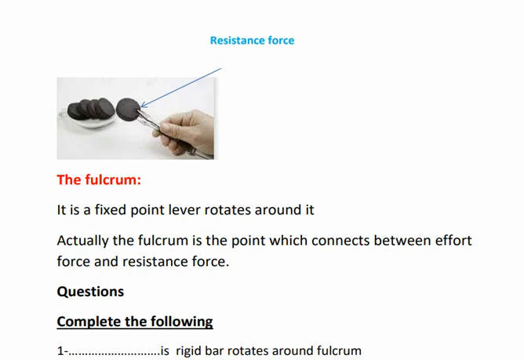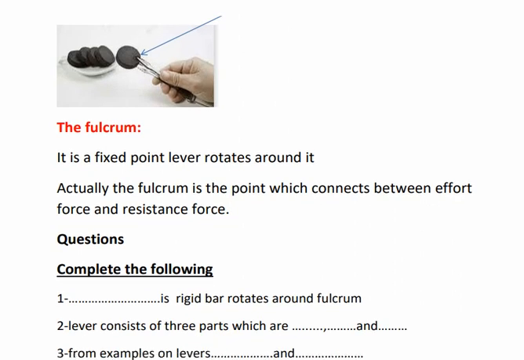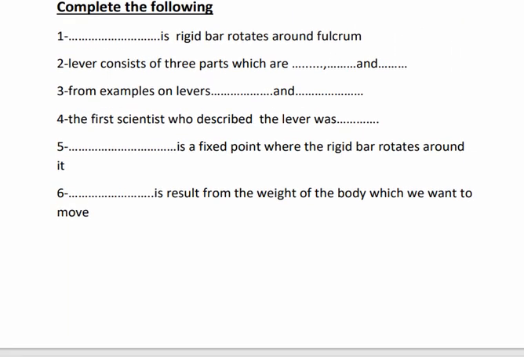And now, let's answer some questions together. Complete the following. Space is a rigid bar that rotates around a fulcrum. The answer is lever. A lever consists of three parts which are effort force, resistance force, and fulcrum. From examples of levers, of course you could say any two examples such as hammer and nutcracker.